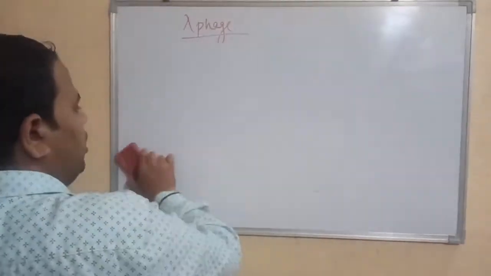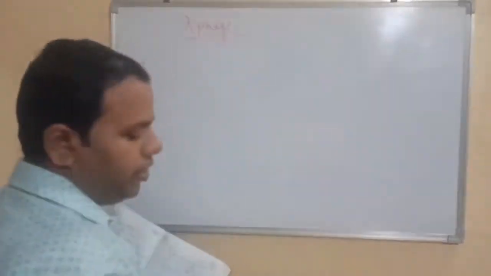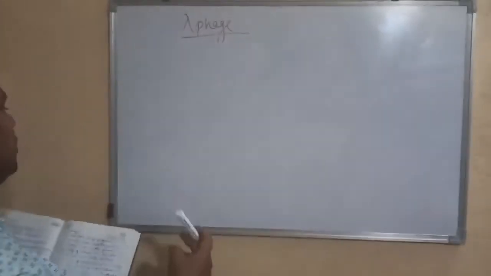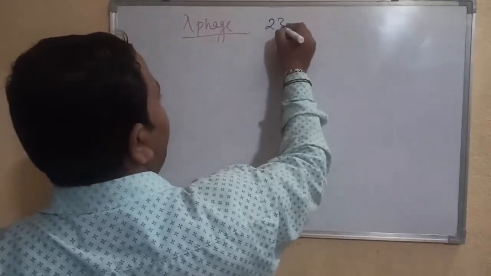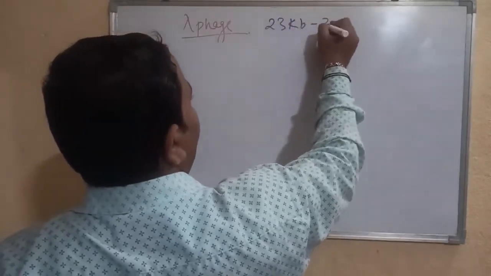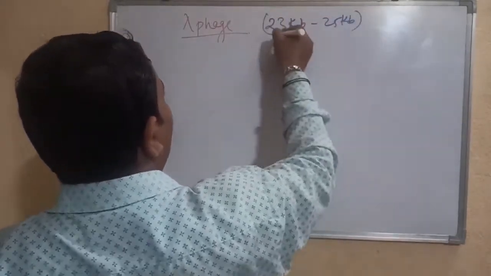Now let's see what the different vectors are that are prepared from Lambda phage. One thing I forgot to mention: a 23 kb to 25 kb fragment can be cloned using Lambda phage.